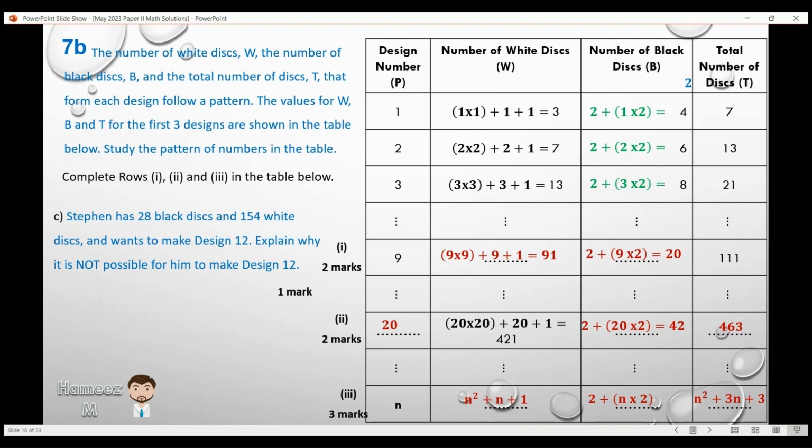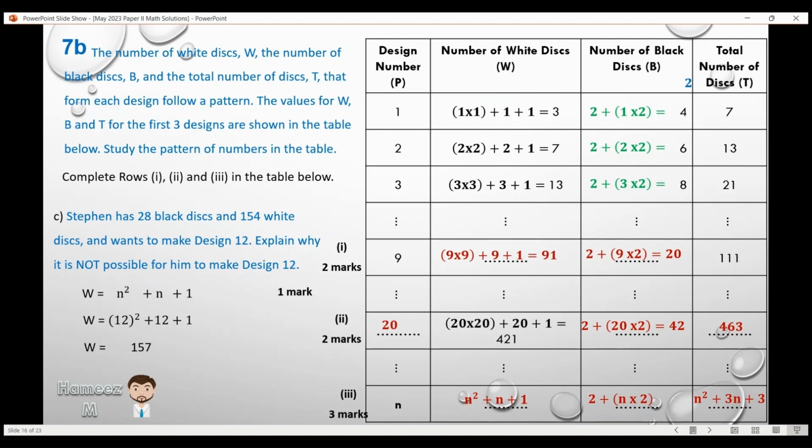So if we consider that idea of white discs being 154 with the pattern of 12 being the design number, then W is equal to n squared plus n plus 1. That's our general formula in part 3. We developed that. And we know n is 12 because it's design 12. Then the number of white discs needed will be 12 squared plus 12 plus 1. 12 12s are 144. 144 plus 12 is 156. Plus 1 is 157. So in order to do design 12, he needs 157 white discs.